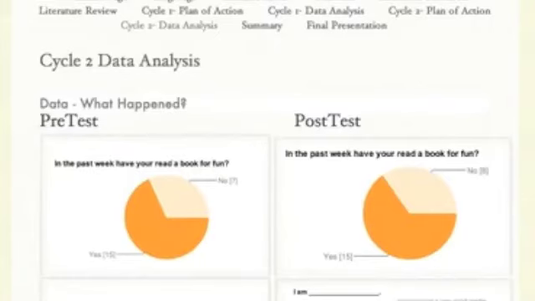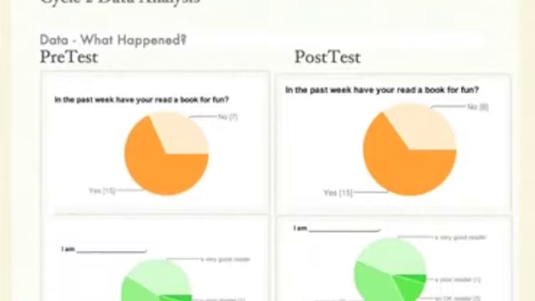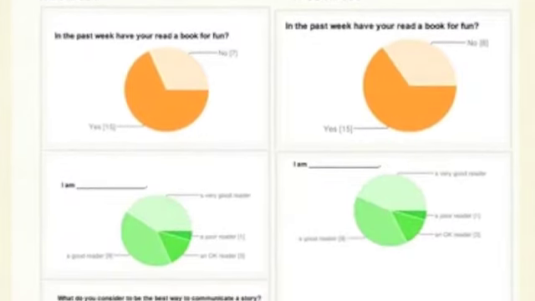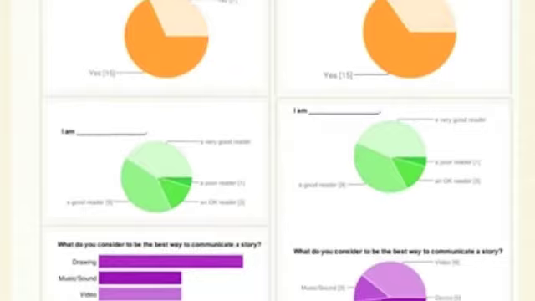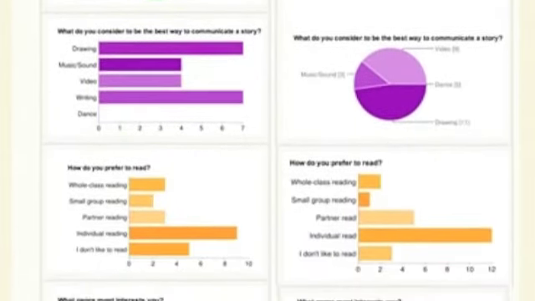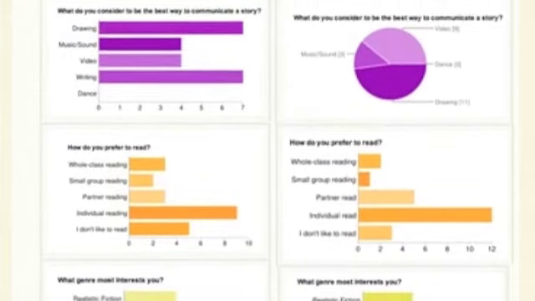Based on the information I collected from the online survey using Google Forms, I can conclude that students prefer to read comics individually, and think that drawing is the best way to tell a story. Each time I have given the survey, a greater percentage of students are reading for fun, and they are doing so more frequently.